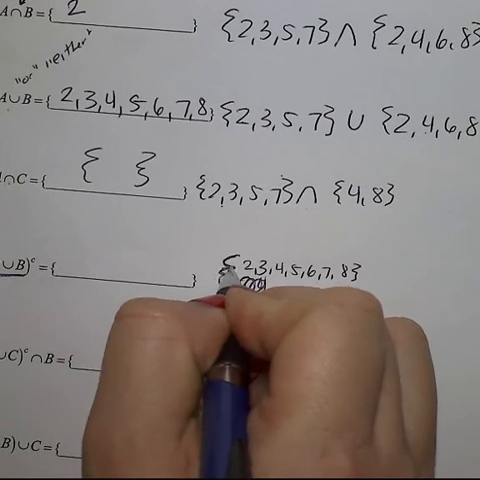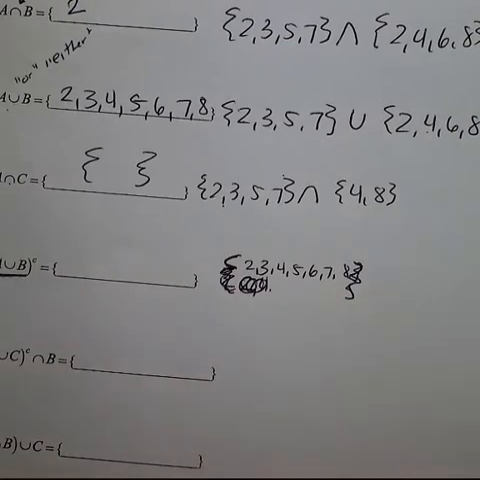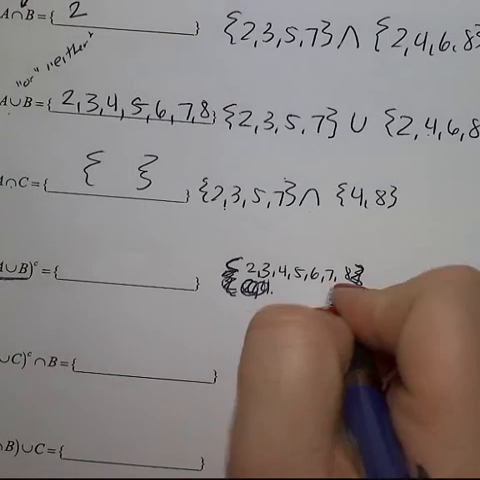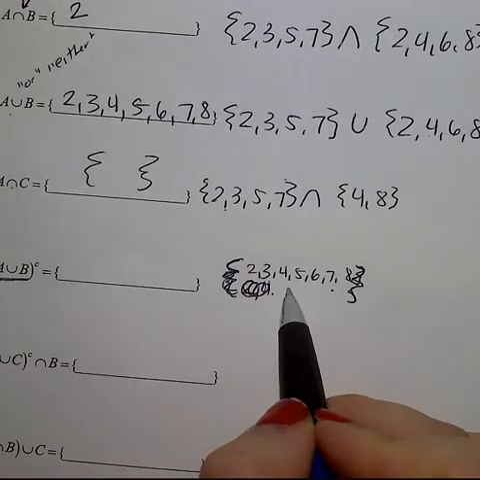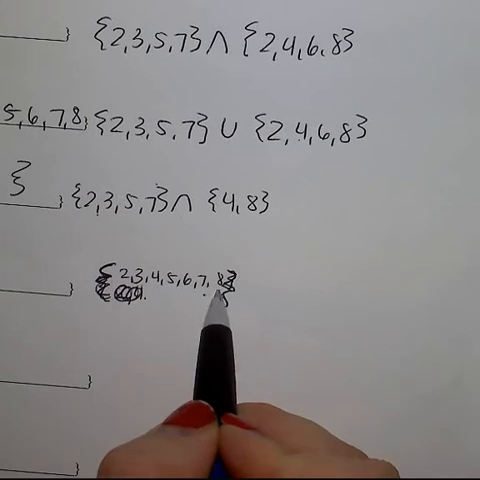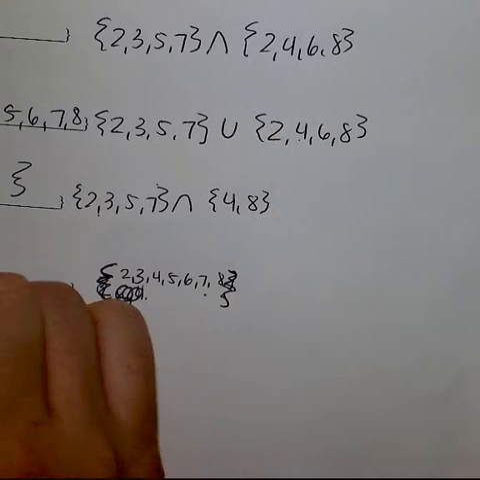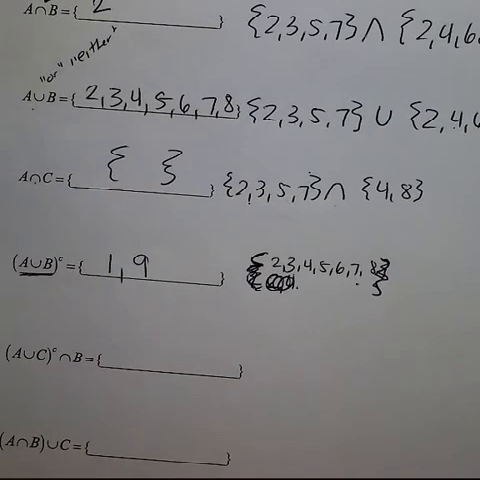I should make my curly brackets a little bit prettier. I don't know that that's any prettier. Okay, so this is A union B. And now I need to take the complement of this. And what that means again is everything that's in the union once you take out these numbers. So if I look back to the union, the only remaining numbers would be 1 and 9. 1 and 9 are the only remaining numbers.